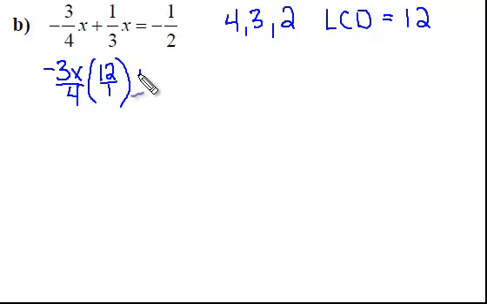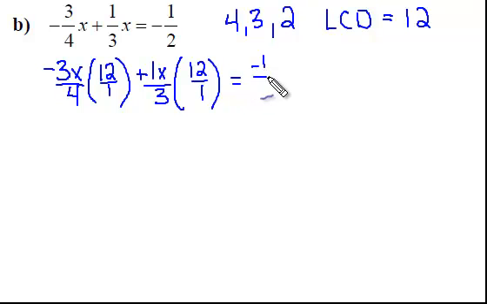Okay, I have a positive 1x over 3. I'm going to multiply that by 12 over 1. On the other side of the equation, I have a negative 1 over 2, and I'm going to multiply that by 12 over 1.